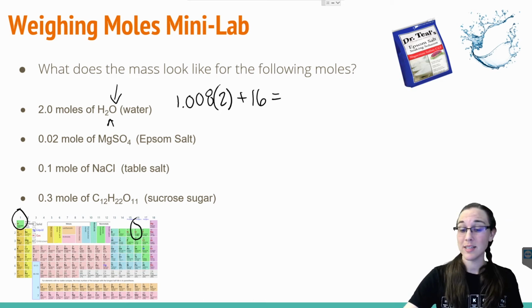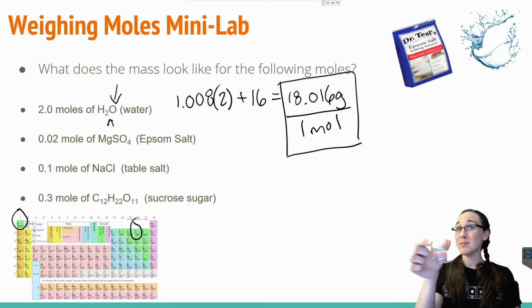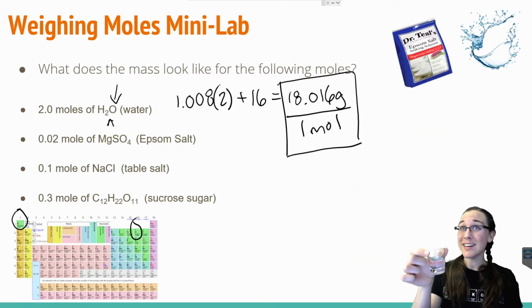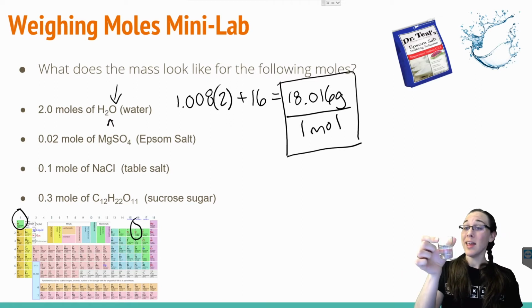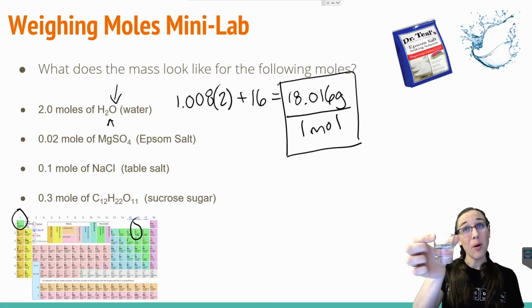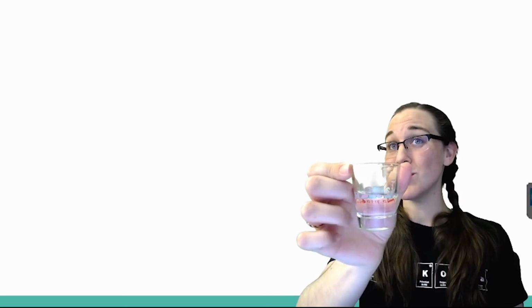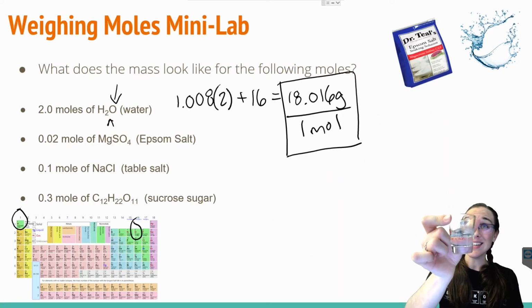And that gives us precisely 18.016 grams per mole. So now that's our molar mass domino piece for water. That's also the reason why there's 18 grams in this cup. There's 18 grams in this cup of water because that's equivalent to 1 mole. 18 grams per mole. 1 mole, 6.02 times 10 to the 23rd molecules of water exist in this cup.